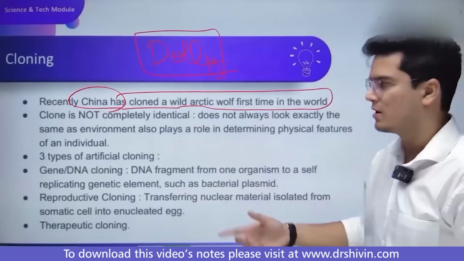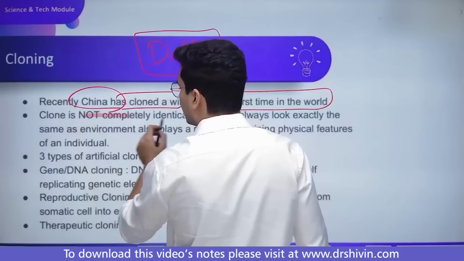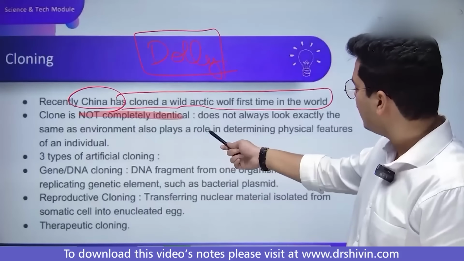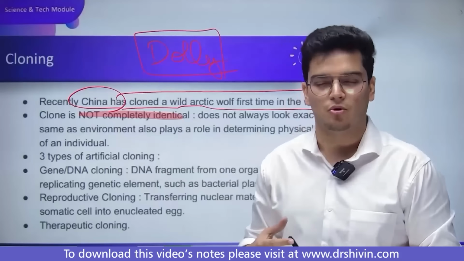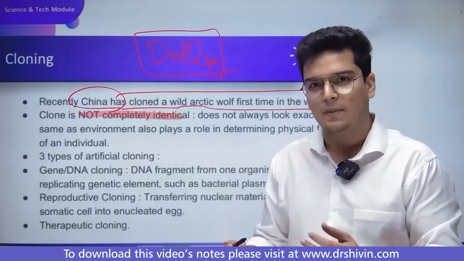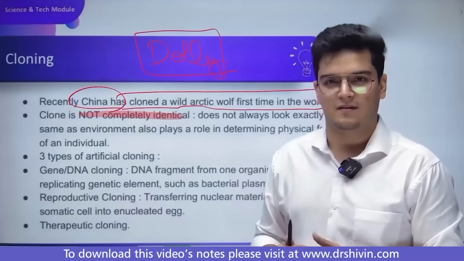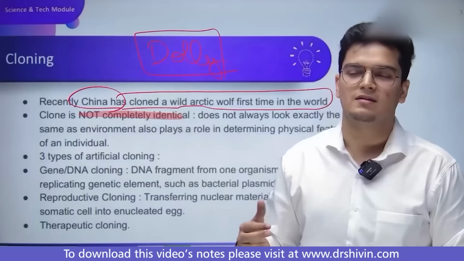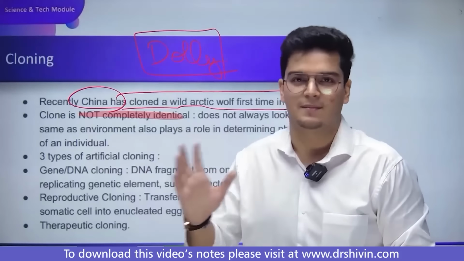The technology is important. Now a clone is not completely identical, for two reasons. One is mitochondrial DNA, and the other is that it does not look exactly the same, because environment also plays some role. Right? If I grew up in Delhi versus if I grew up in Nagaland, I would look a little bit different, even if I was born somewhere else, because environment also plays a role. So it is not exactly identical, but it's very, very similar.